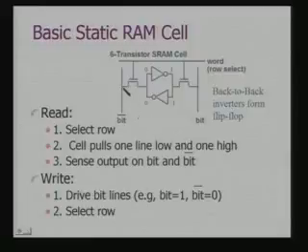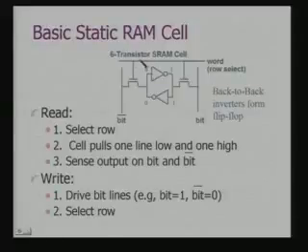A typical static RAM cell, that is a single bit implementation, is something like this. It requires about 6 transistors for its implementation. You can understand that this back-to-back inverter actually forms a flip-flop. So the bit is retained in terms of the states of this flip-flop. So when you read data, what you do is select the row. So this is your select word or row select line.